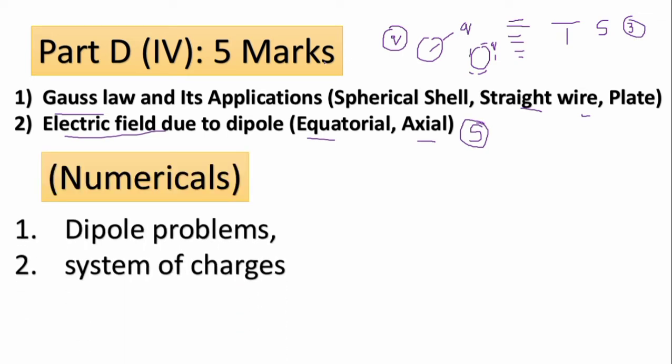Next, in numericals, you have to learn these two topics. I would suggest keeping the numericals for last. First you go with 5 marks, then 3 marks, then 2 marks, then 1 mark, then numericals. Numericals you will get from these two topics. In numericals nothing is fixed. In numerical 1 mark, we cannot expect any question.